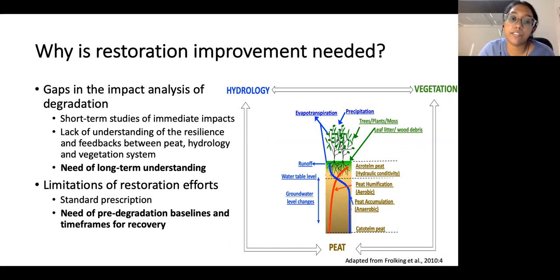And another reason is, of course, standard prescriptions of the restoration efforts. As we can see, we usually use tolerant species for revegetation, and there is really no way to see if this is successful or not, because most of the monitoring is short-term, or there is no pre-degradation baseline that we can compare these restoration efforts to or evaluate them against.